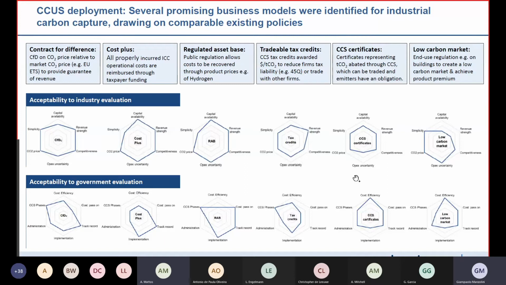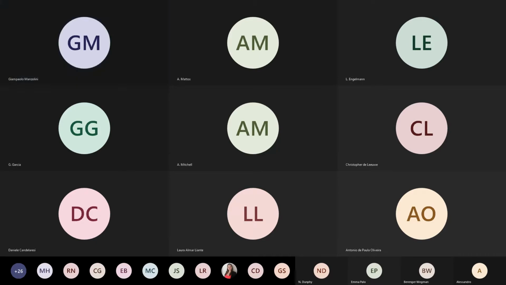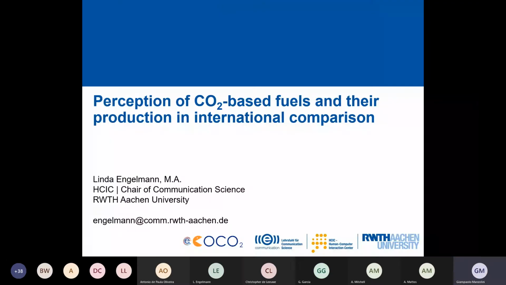Okay, thank you very much. Any quick question from the audience? If not, thank you very much to Antonia and Amelia for this very nice presentation. So we can move to the next presenter, Dr. Engelmann, who will talk about perception of CO2-based fuels and their production in international comparison.